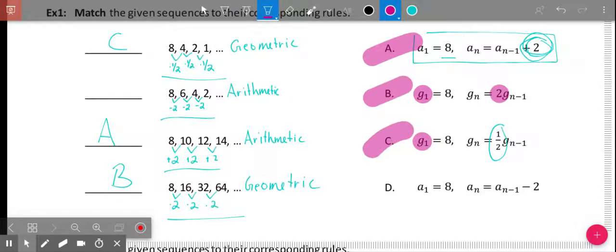And then letter D, this one is arithmetic. Well, we only have one more left over. And we see that our common difference was a -2. And if we look, we're subtracting 2 right there. So we know this last one has to be D.